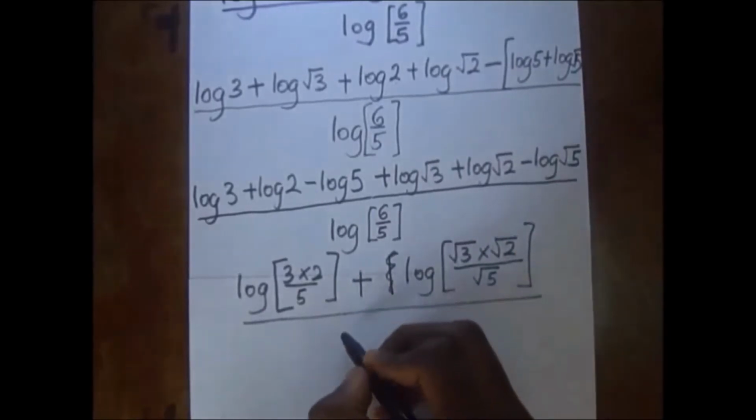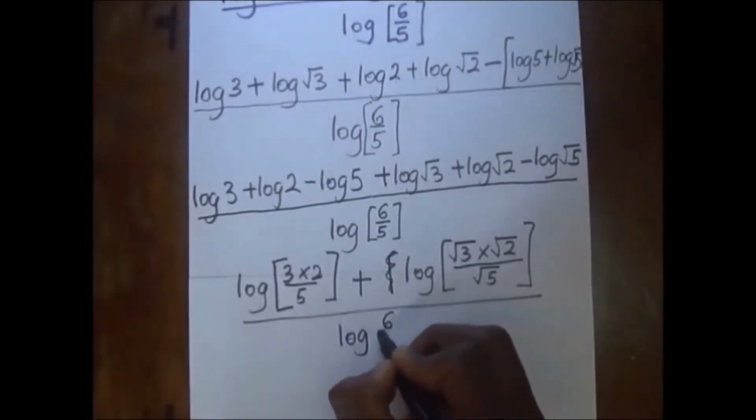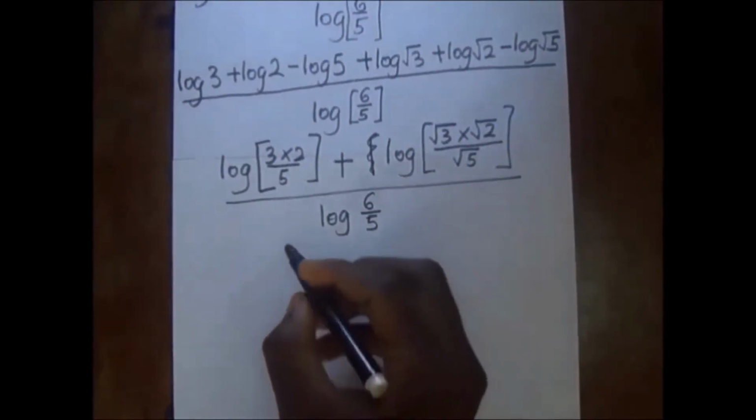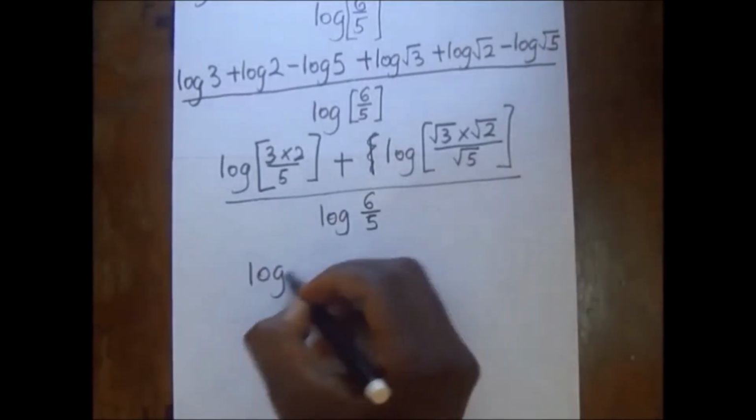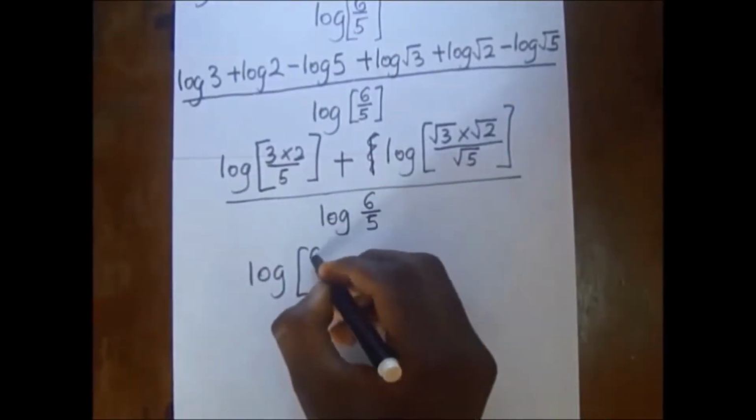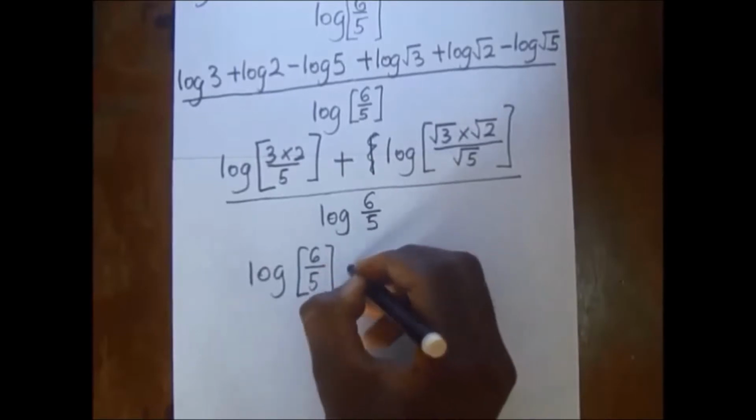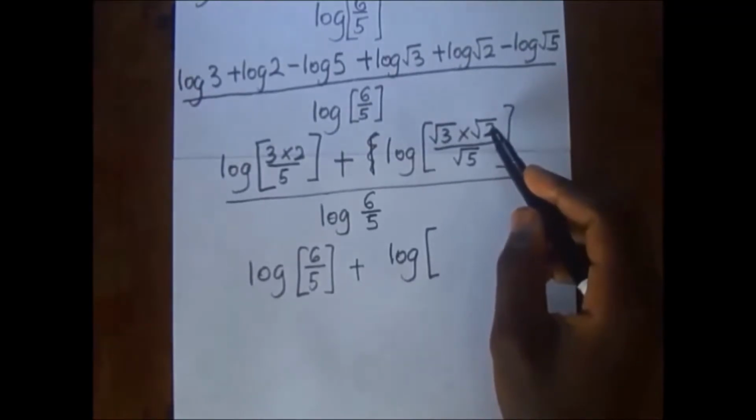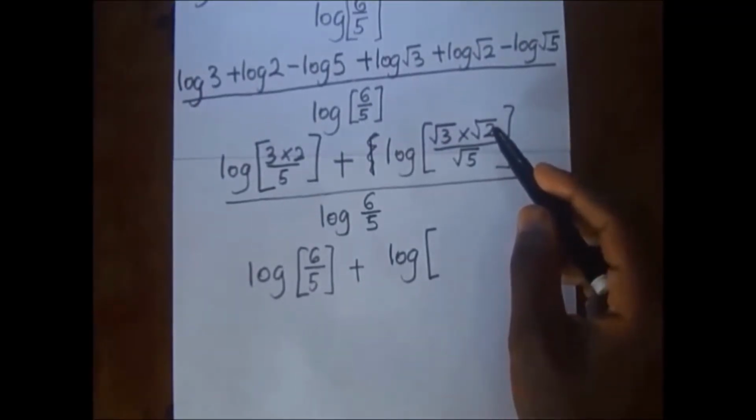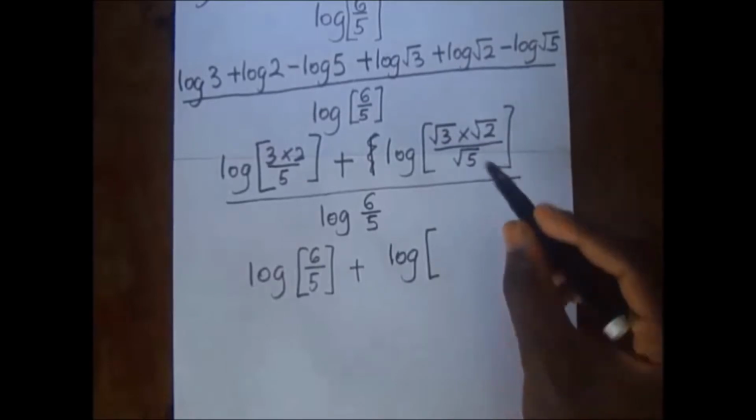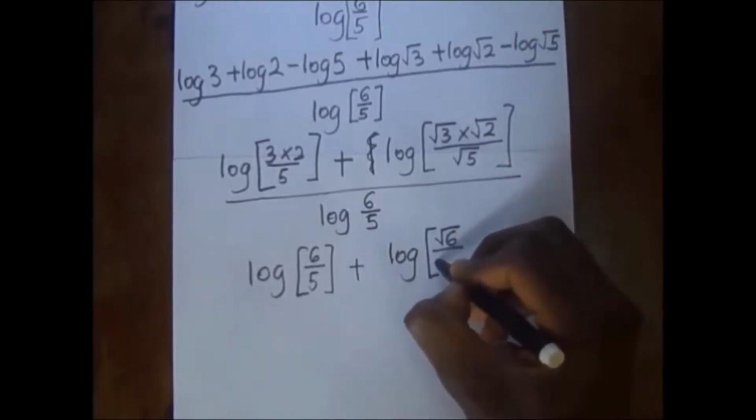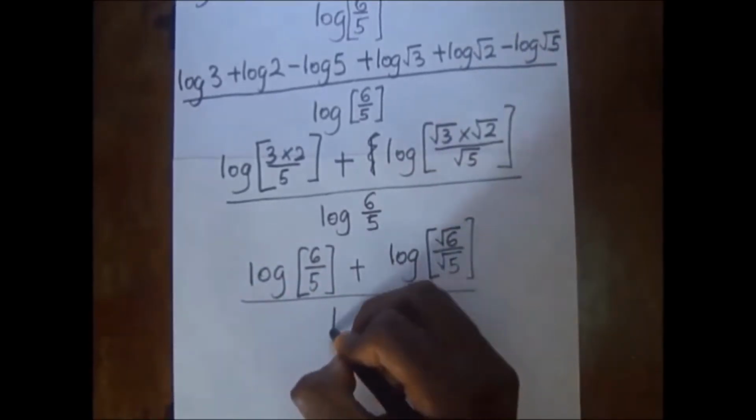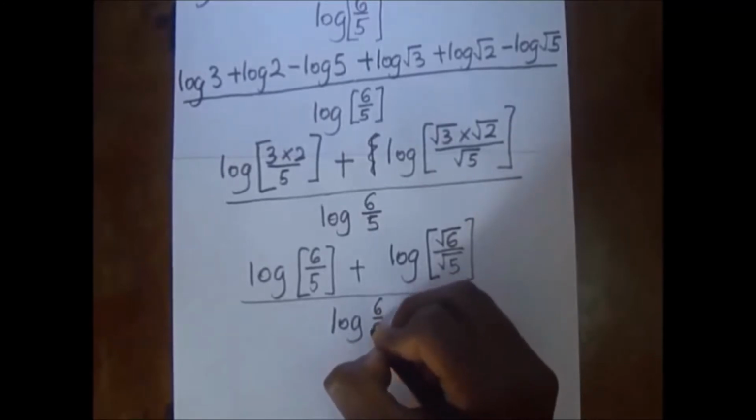All this, we divide by log of 6 over 5. So when we continue, it's going to become a log of 3 times 2 is 6 over 5, plus log of, now root 3 times root 2, from our law of indices from our previous videos, is the root of 6, so it's going to become the square root of 6 divided by the square root of 5, over log of 6 over 5.